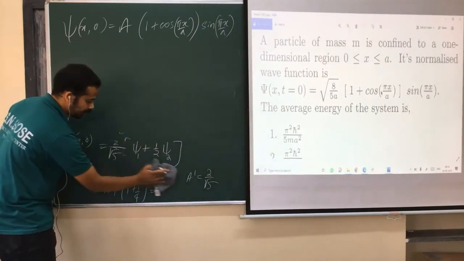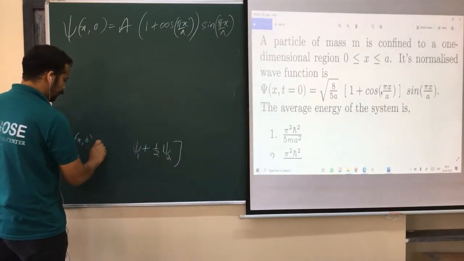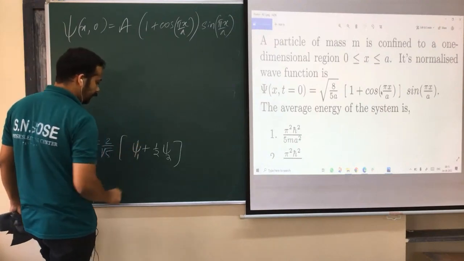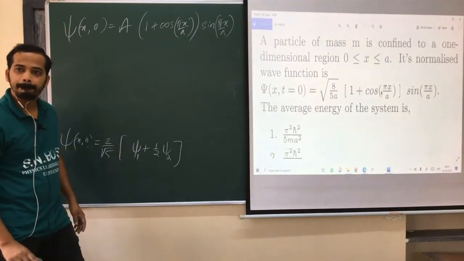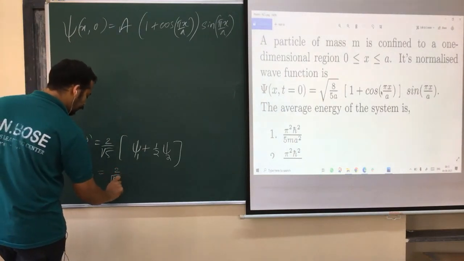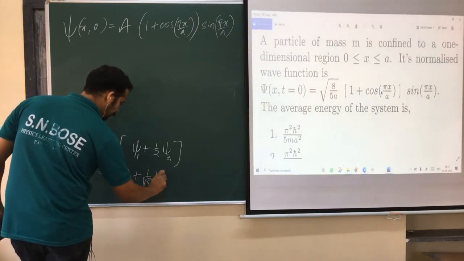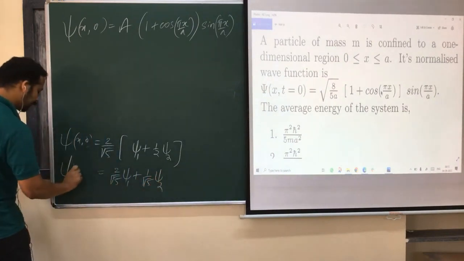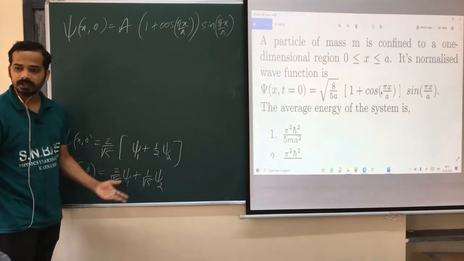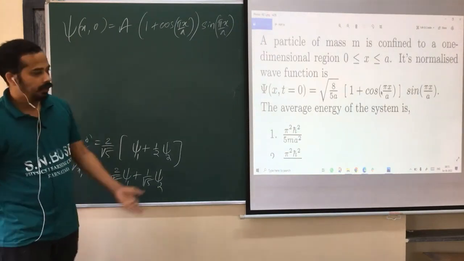Is that okay? Shall I rub it out? I hope you got the logic here. That's equal to 2 by root 5 psi 1 plus half psi 2. You got the same thing earlier also: 2 by root 5 psi 1 plus 1 by root 5 psi 2. Now, for any further process, you don't deal with the unnormalized one. You deal with this one for any expectation values, measurement outcome and all. Now, what is the question?